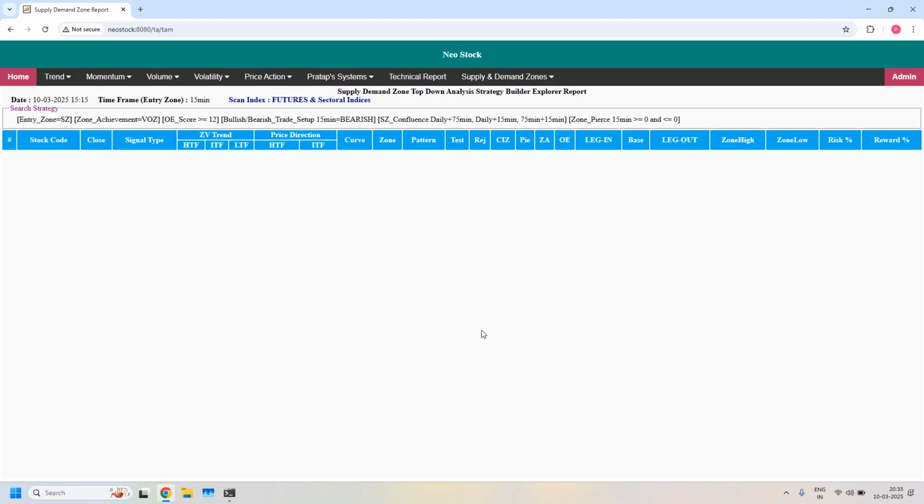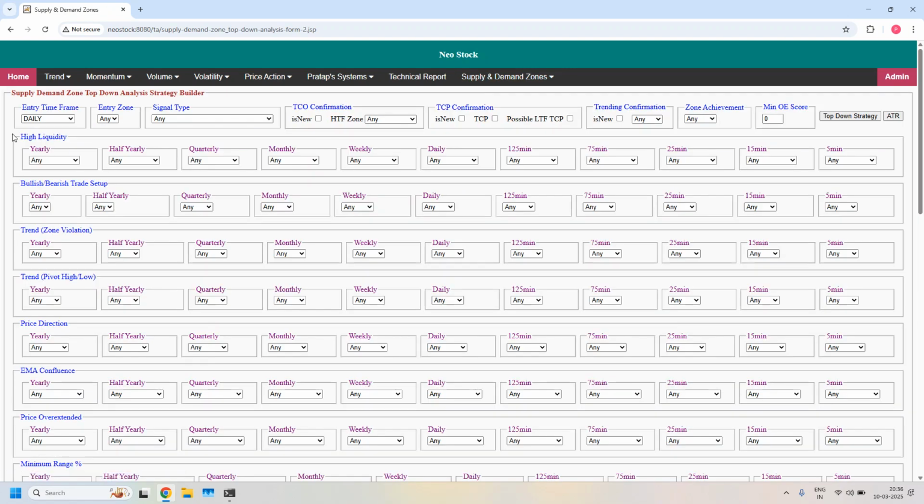Okay. So this is about a bearish trade setup for daily income trade. Next, we will look into hourly income trade stocks. Bullish trade setup, hourly income trade, entry time frame 5 minutes, entry zone, demand zone.